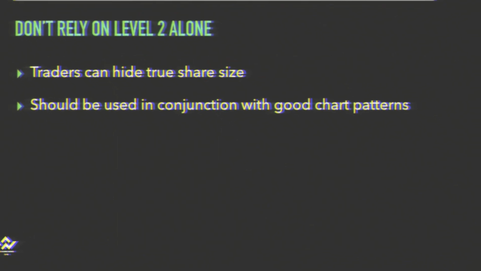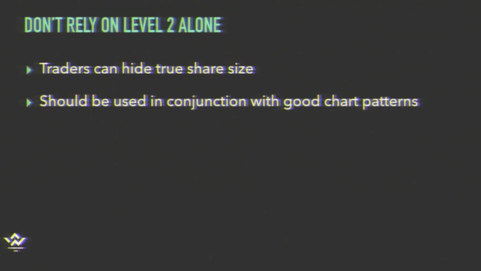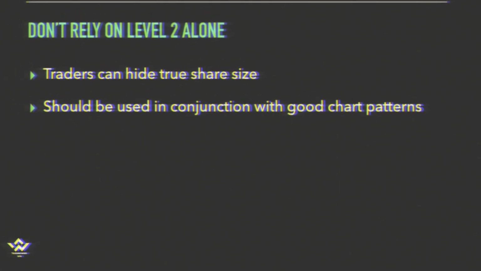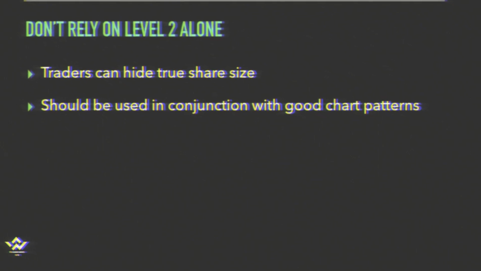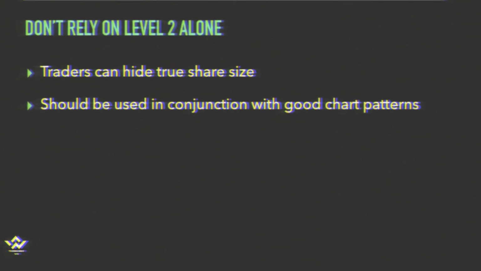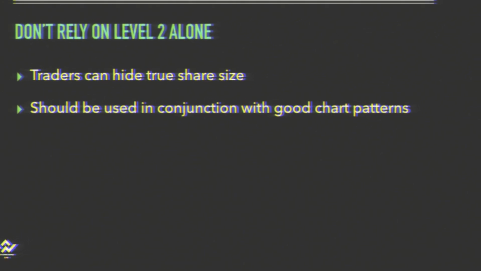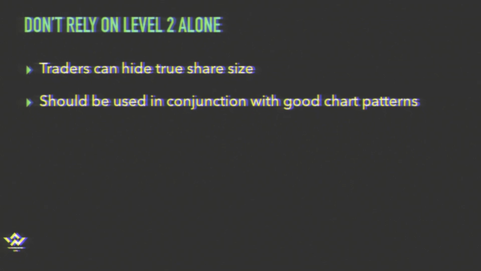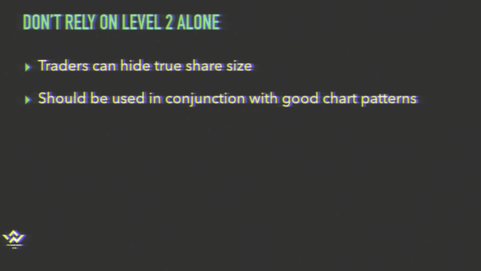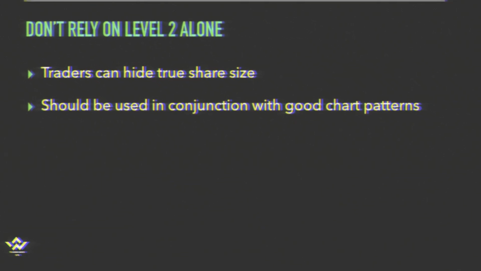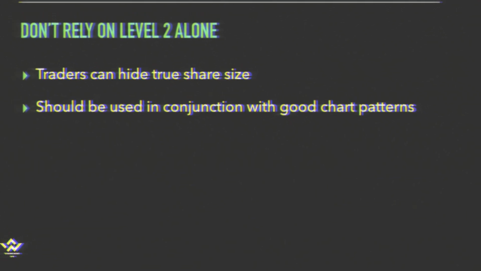So level 2 may seem like the golden tool to fix all your trading problems, but it's not 100% reliable because traders are able to hide actual order sizes. For example, a trader can place a 5,000 share order but choose to only make 100 shares visible on level 2. Traders do this to not spook the market by placing a large order. So there's really no way to see how many exact shares are at each price, which is why you can't just rely on level 2.